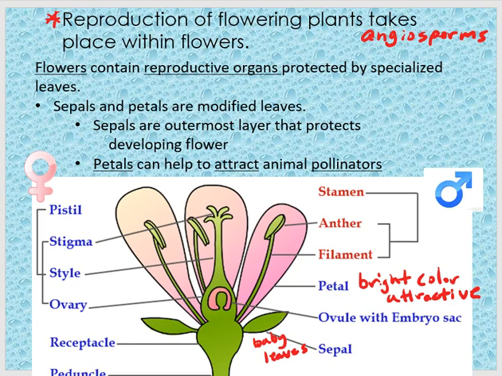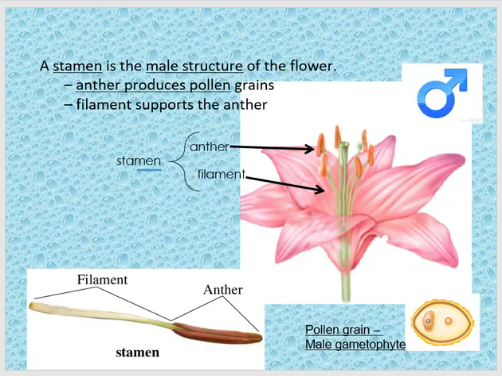If we are going to look at the male structures first, inside that flower you see all these little orangish-reddish colored things. We call those anthers. They're attached to this long tube called the filament. Together, these are called a stamen. It's pretty easy to remember: male reproductive part, stamen.